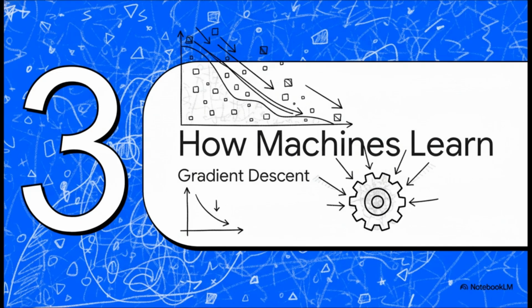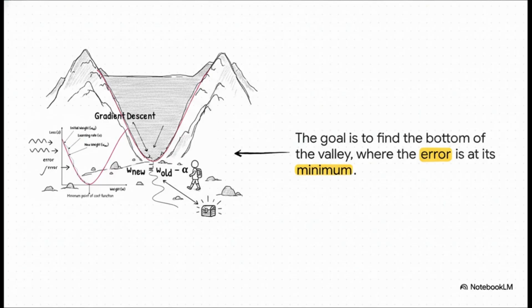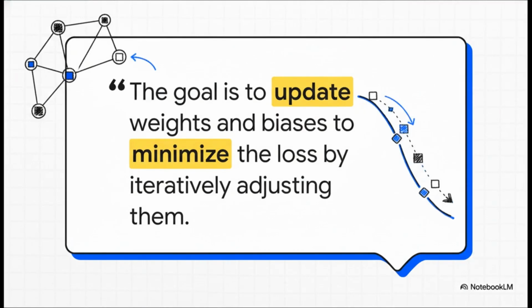So we know how to measure error. Now for the really cool part. How does the machine actually reduce that error? We're about to look under the hood at the true engine of machine learning. It's a powerful algorithm called gradient descent. This graph is the perfect way to visualize the whole process. Imagine this curve is a giant valley. The higher up you are, the more error or loss your network has. The goal? It's simple. Get to the very bottom of the valley, that lowest point where the error is at its absolute minimum.